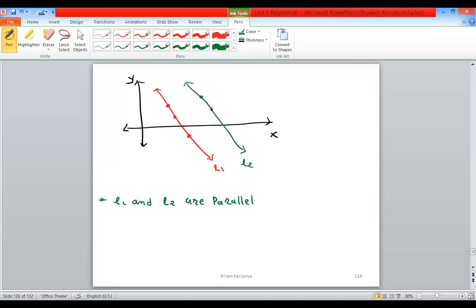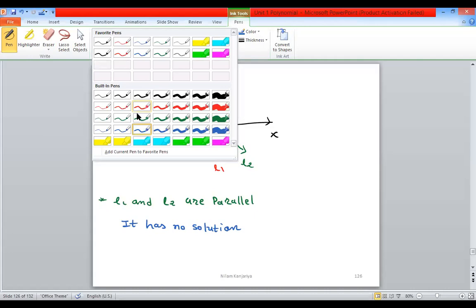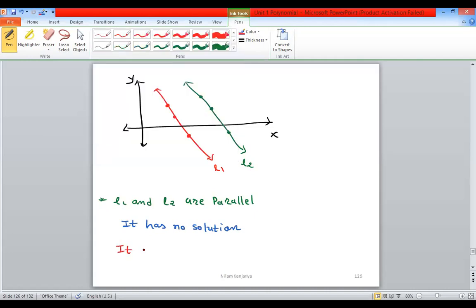We didn't get any common solution between these lines. So these lines have no solution. It has no solution. When you have no solution, then you can say it is inconsistent.